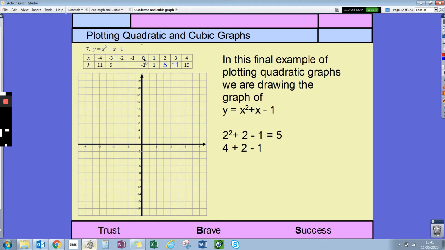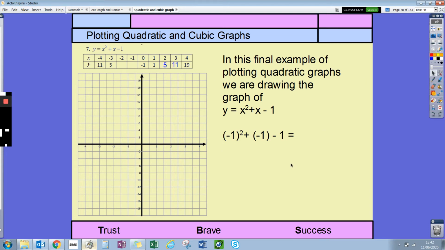These two have been completed for us, so now we're moving into the negatives. So same process, we're going to substitute in a -1 for the x. So -1 squared plus -1, take away 1. So this bit becomes a positive because a minus times a minus is a plus. So we've got 1, and then we're adding a -1, which is the same as taking away 1, and then we're going to take away 1. So we've got 1, take away 1, which is 0, and then we're taking away 1, which is -1.